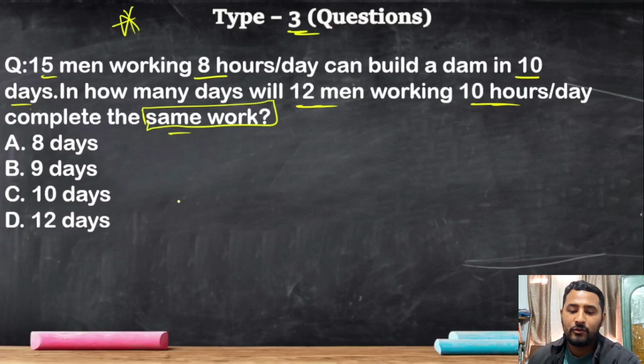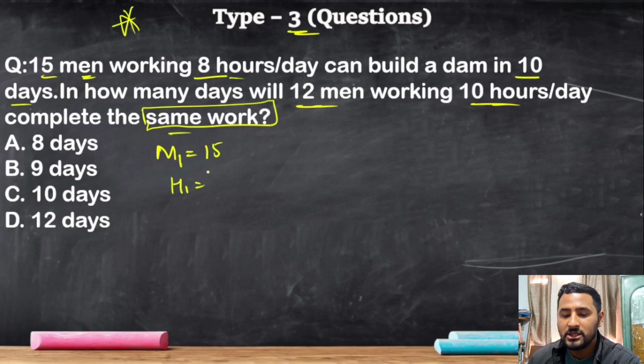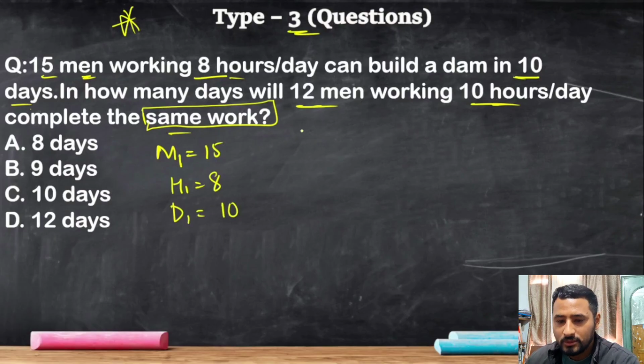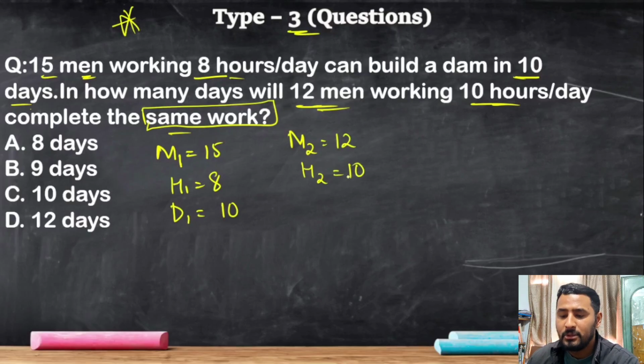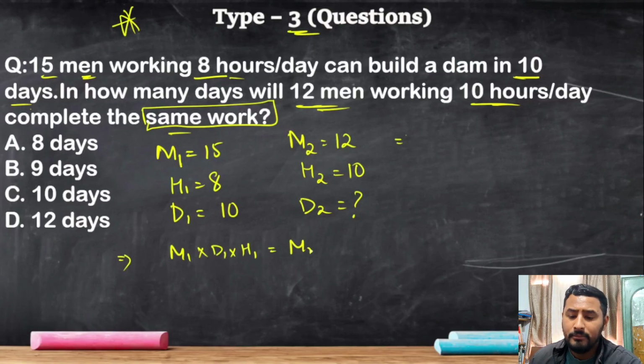Okay, so let us see now. First thing you should do, given M1 is how much? I can see it is 15, right? H1 is how much? It is 8. And how many days are they taking? Day 1 is 10. Now, M2 is how much? You can see there are 12 men. Then H2 is how much? 10. But D2 we don't know. That is what we need to find. Use the formula that I have said. It will be M1 into D1 into H1. MDH, okay? MDH.